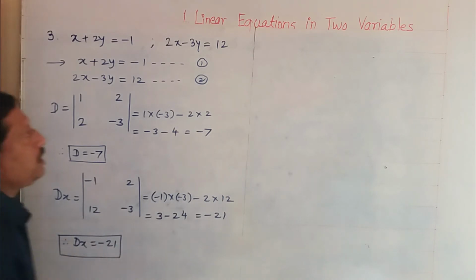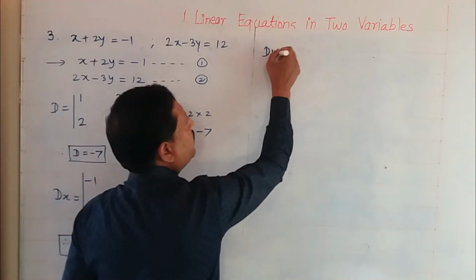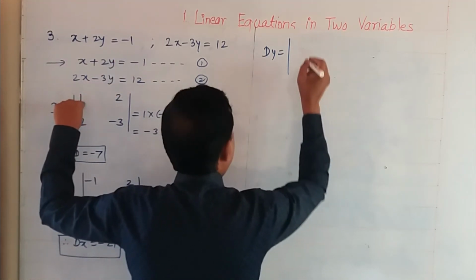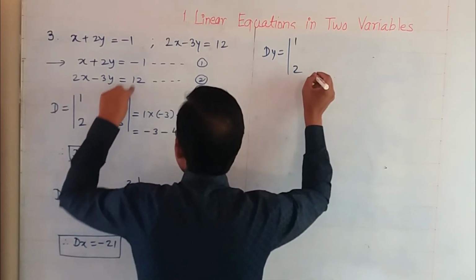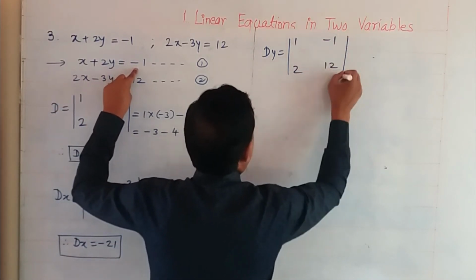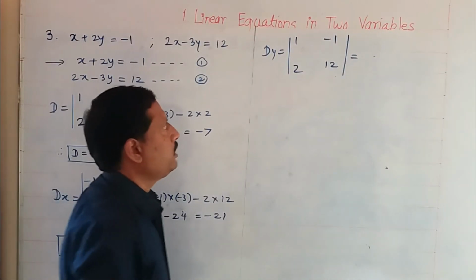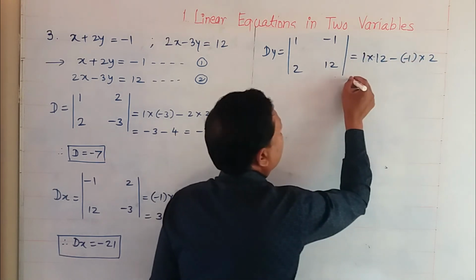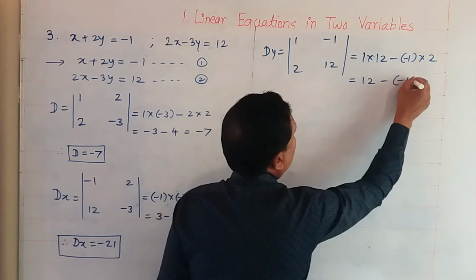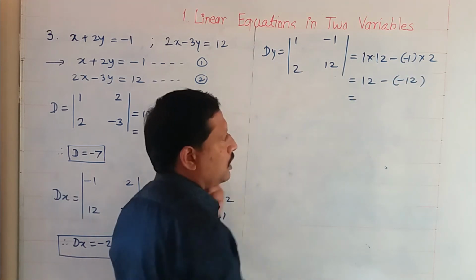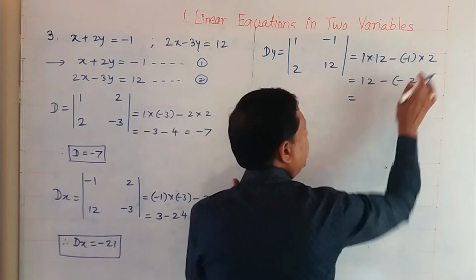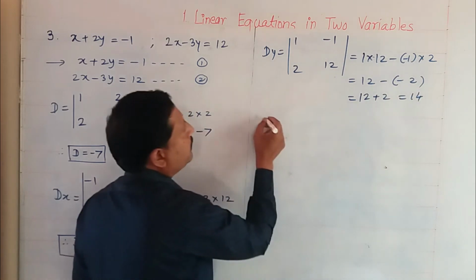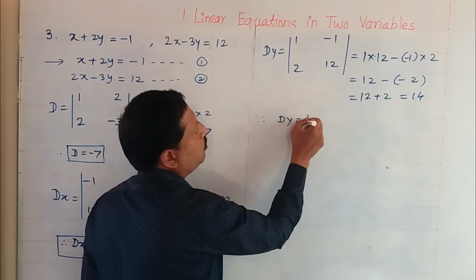Now write down the determinant Dy. So Dy can be written like this, just replacing the coefficients of y with the constant terms. Okay, so 1 and 2 keep as it is and replace this with minus 1 and 12, and again find the value of the determinant Dy. So 1 multiplied by 12 minus minus 1 into 2, minus 1 into 2 will be minus 2, that will be 12 plus 2. 12 plus 2 will be 14. Hence the value of determinant Dy is equal to 14.